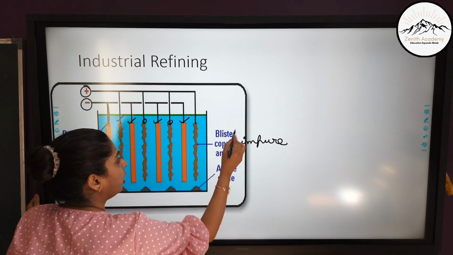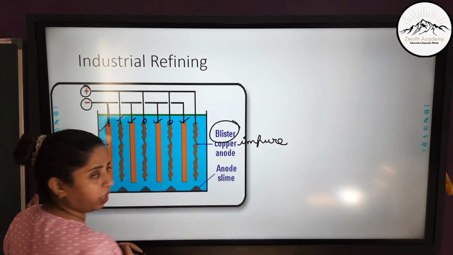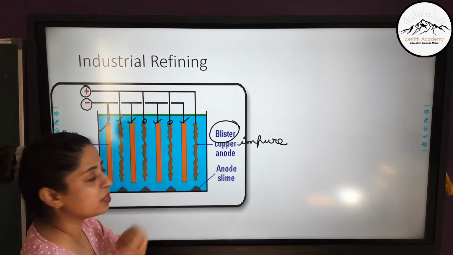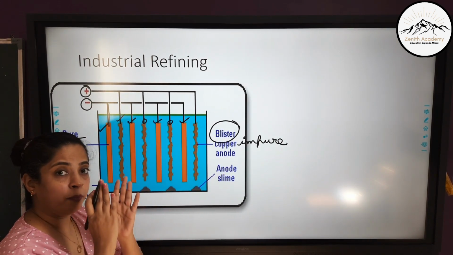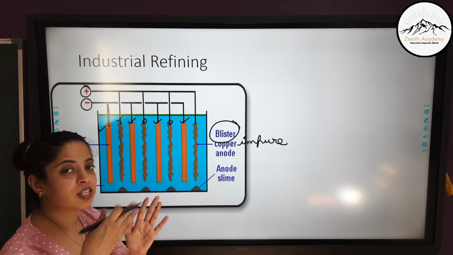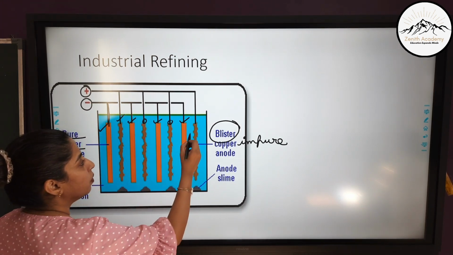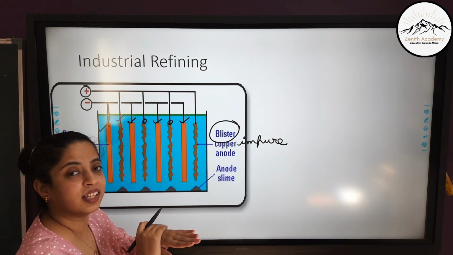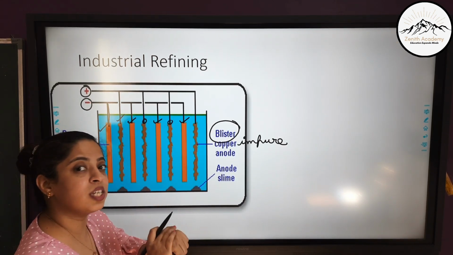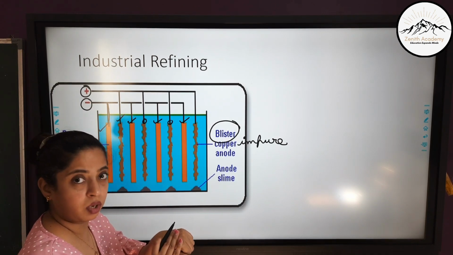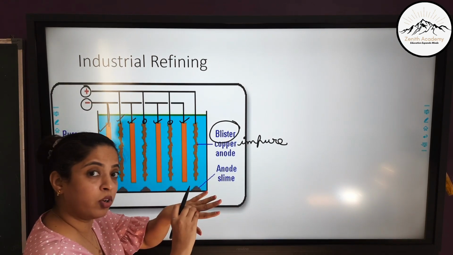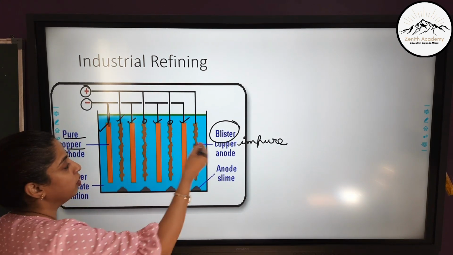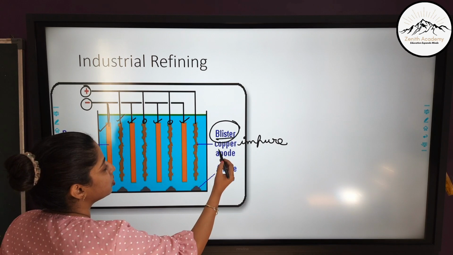Now it is also known as blister copper anode. Why is it called blister? Because we know what happens at the anode: the metal converts into ions and goes into the solution. So the metal keeps on losing, and on the surface it feels like there are blisters on the skin. Have you seen, when you get burnt, blisters appear on your skin? This also looks like blisters on the rod, so that is why it is known as blister copper anode.